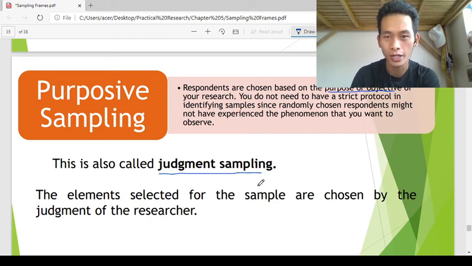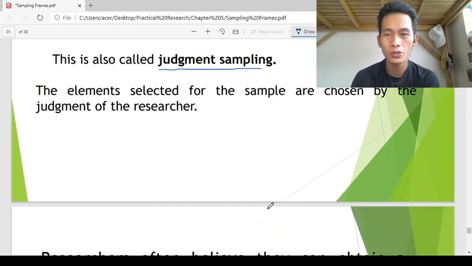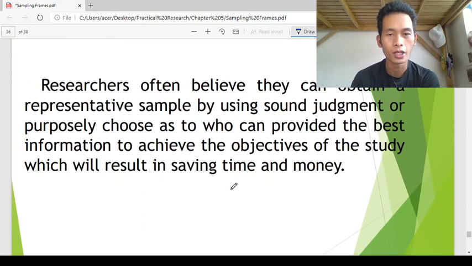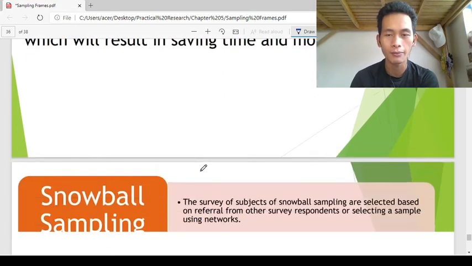In fact, purposive sampling is called judgment sampling. Nakadepende sa researcher how the researcher judges, 'di ba? Whether kana siya nga respondents kinahanglan ba na siya or kana ba siya ang suitable nga respondents or not, depending on the purpose or objective of your research. Diba? The elements selected for the sample are chosen by the judgment of the researcher. Researchers often believe that they can obtain a representative sample by using sound judgment or purposely choosing who can provide the best information to achieve the objectives of the study, which will result in saving time and money.